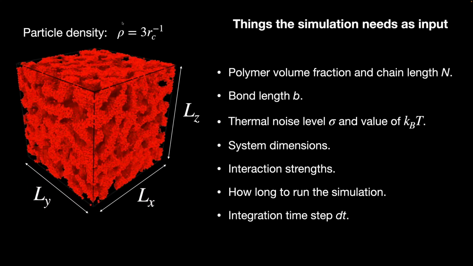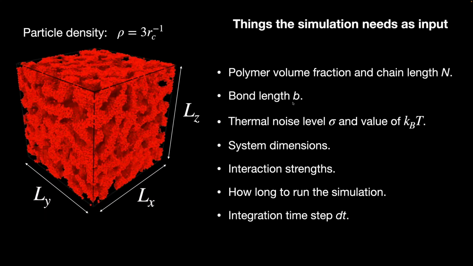There's going to be a certain density of particles in our system, so we're going to have 3 DPD particles per rc cubed. The slide says per rc, but this should be per rc cubed, not to the minus 1. So we're going to have to input the density. We're going to have to input the size of the box in a different direction. And then some other things show up as a result of the previous slide. We need to figure out what the polymer volume fraction is going to be and what the degree of polymerization of the chains will be.